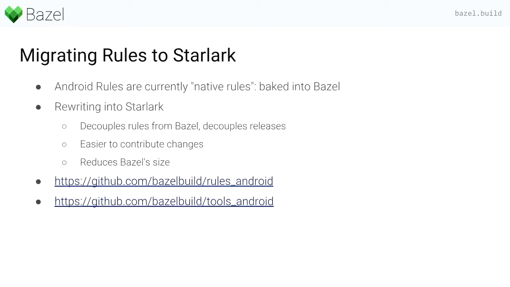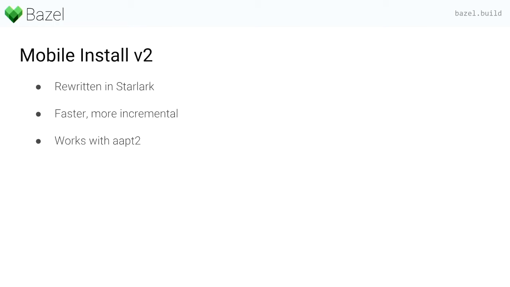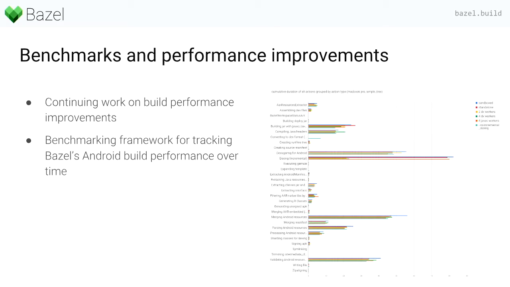What we're working on right now, we are actively migrating the rules out of the Bazel server into Starlark. This decouples the release cadence, and it reduces the Bazel size. It's available in rules_android. Mobile install v2, we are actively rewriting mobile install into Starlark. This is a faster, more incremental version of it, and it works with APD2.